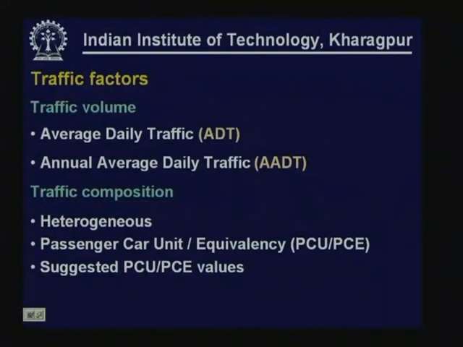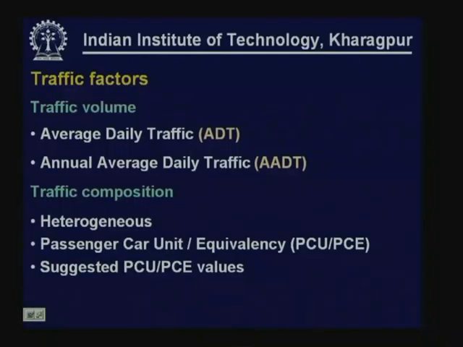Therefore, passenger car unit or passenger car equivalency factors are used to convert a heterogeneous traffic stream to a stream of homogeneous traffic, where a car is taken as the standard vehicle and all other vehicles are expressed in terms of an equivalent number of cars. Maybe a bus is equivalent to 3 cars, considering different aspects. So, PCE or PCU values are suggested to convert heterogeneous traffic into a stream of homogeneous traffic.